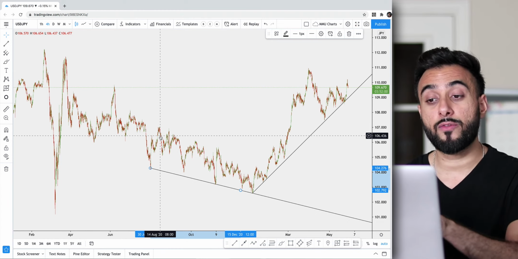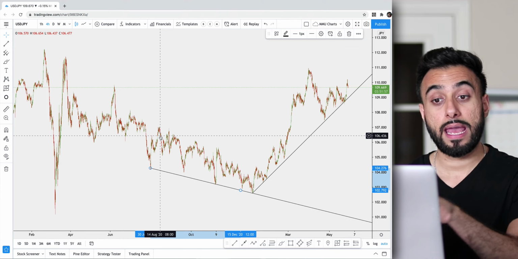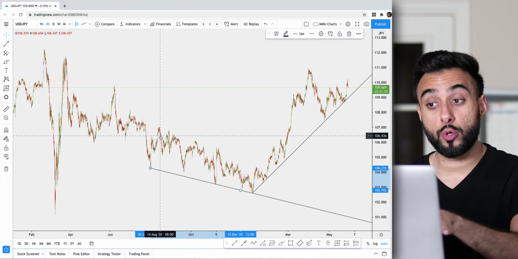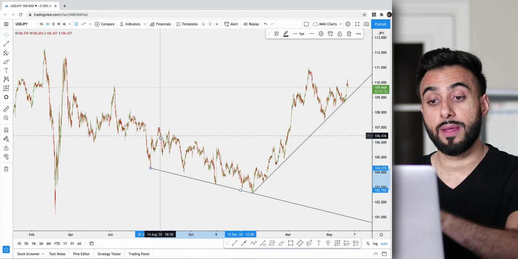I wanted to give you many different examples so you can see this in action in many different market conditions, so you can use the same tool, use the same concept in your actual trading.